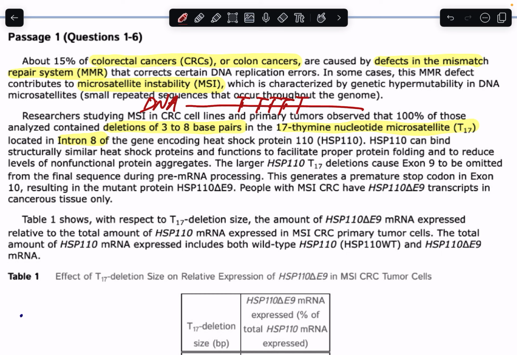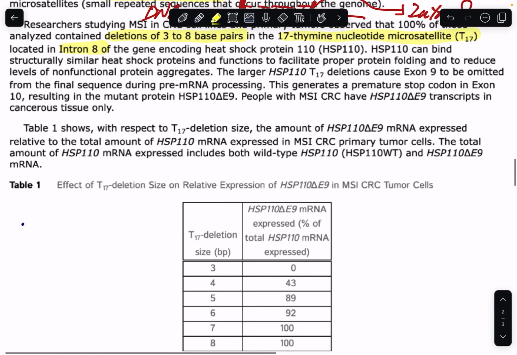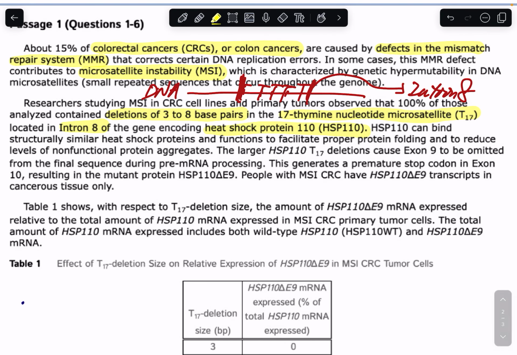And where are these located? These are located in intron 8, okay? So intron 8 is a region of this DNA sequence. All right, so this gene, and what does this gene do? This gene encodes the heat shock protein, HSP110, okay? All right, so not too bad, right? This strand of DNA is our gene, right? It first goes through the central dogma, first transcription and then translation. Translation gives us this protein, HSP110, okay?